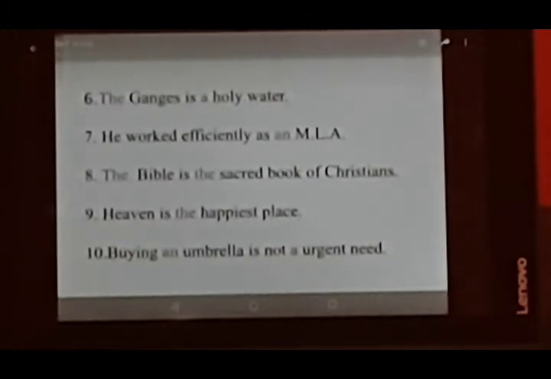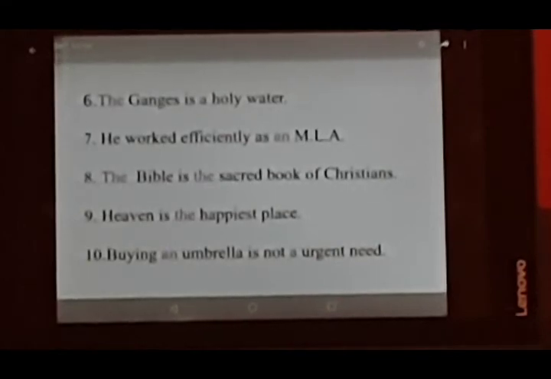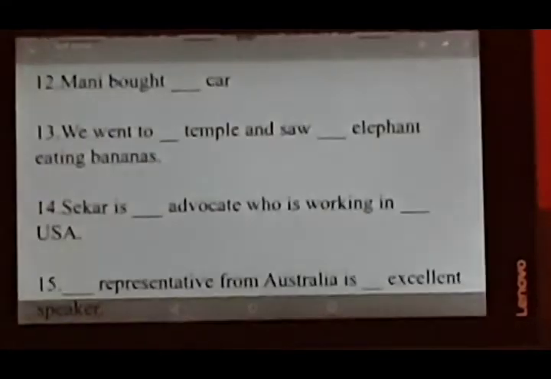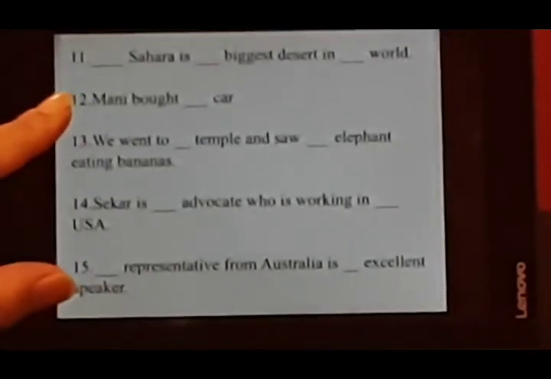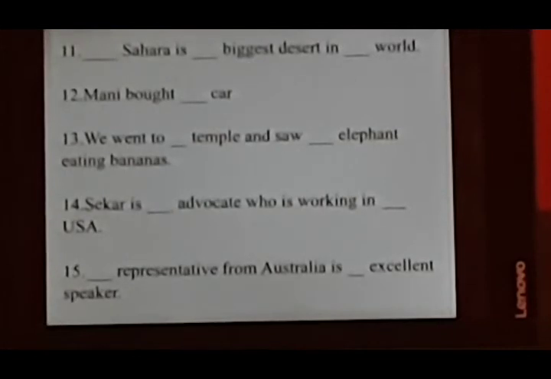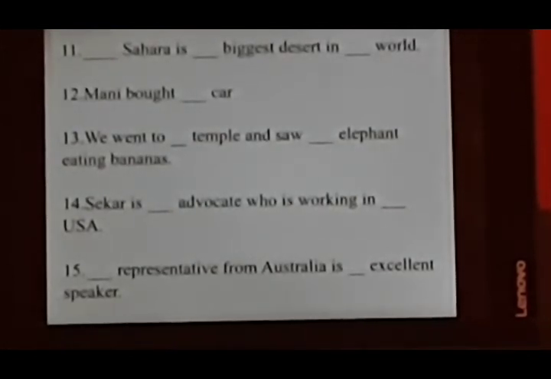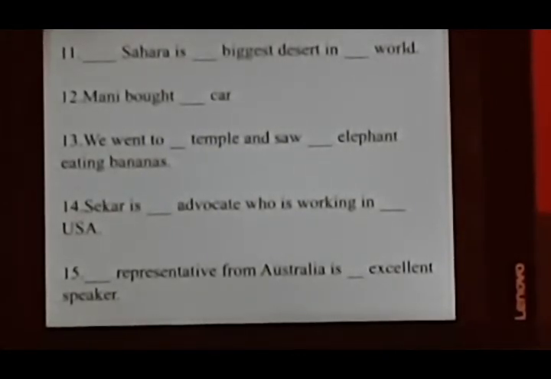The Bible is the sacred book of Christians. Here I made a mistake in haste, so it is like that. The Sahara is the biggest desert in the world. Sahara is a desert, so with deserts we use the. Biggest is a superlative, and world is unique, just one.